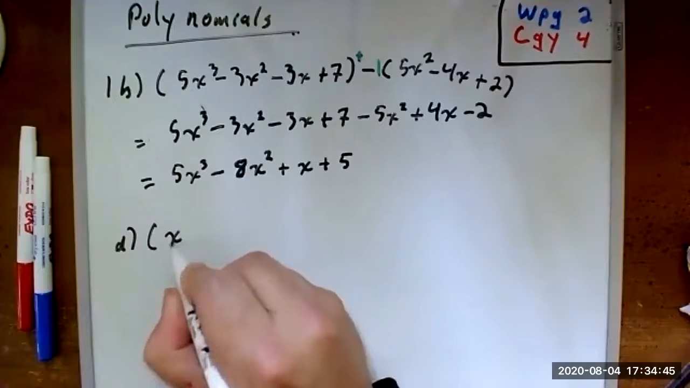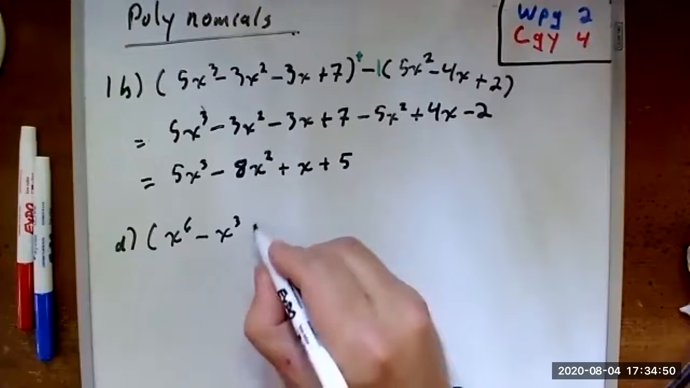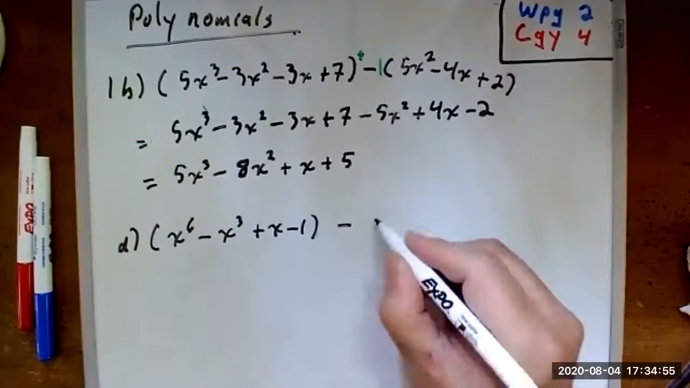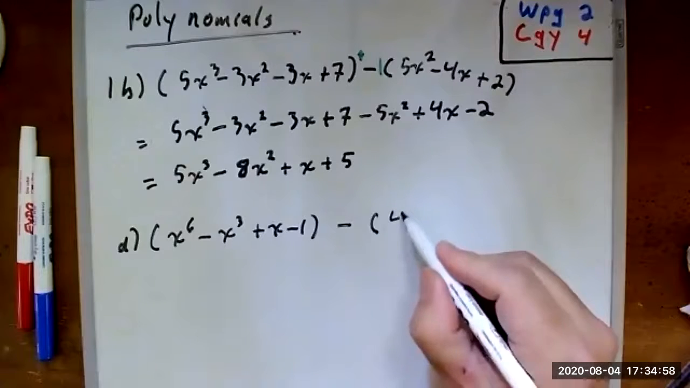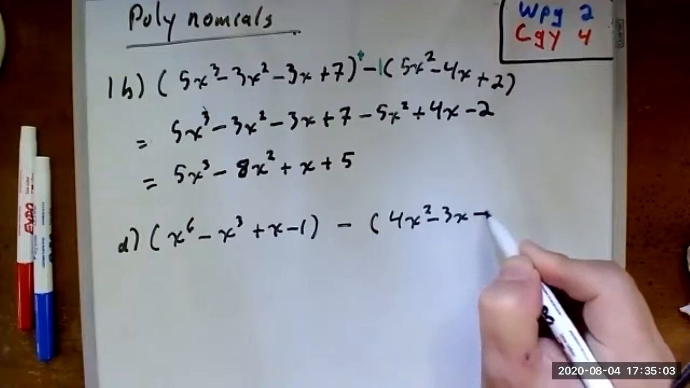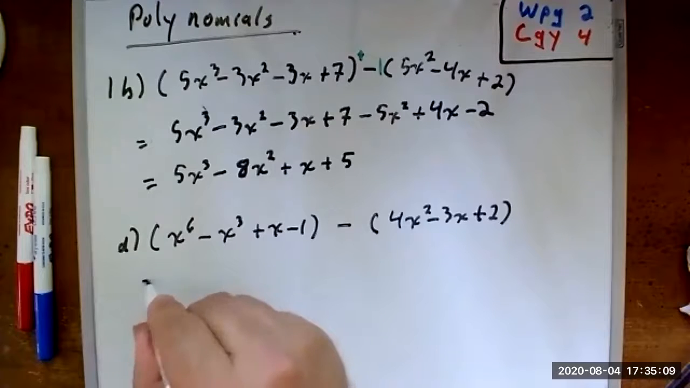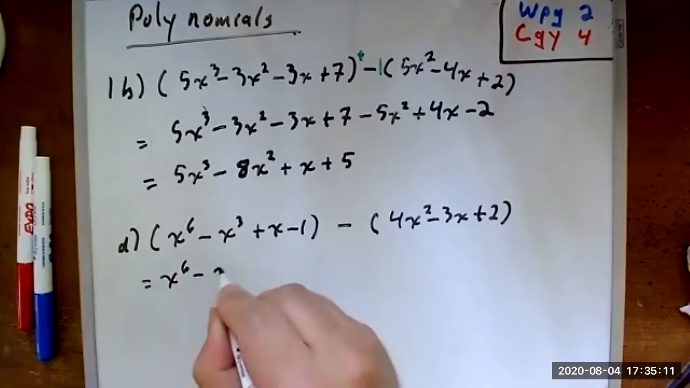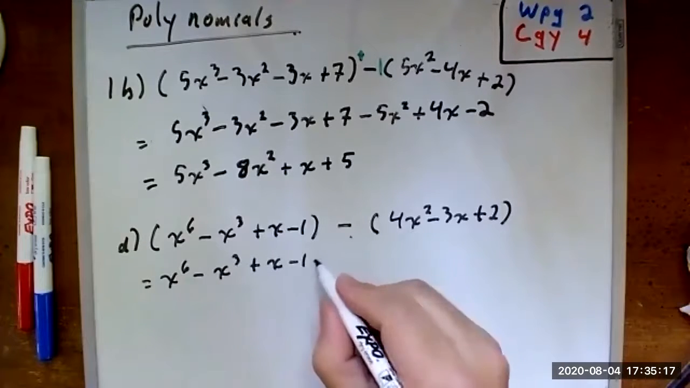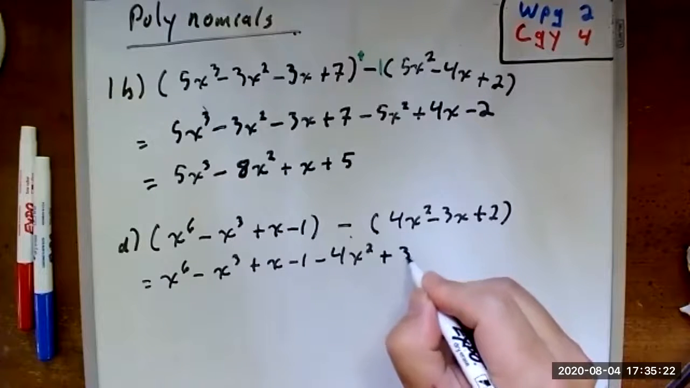Same thing goes for the next example. And again, it's another one with a negative, so we have to watch for that. So I end up with x to the 6th minus x cubed plus x minus 1, all minus 4x squared minus 3x plus 2. This minus is going to share. The first part just comes for the ride for now.